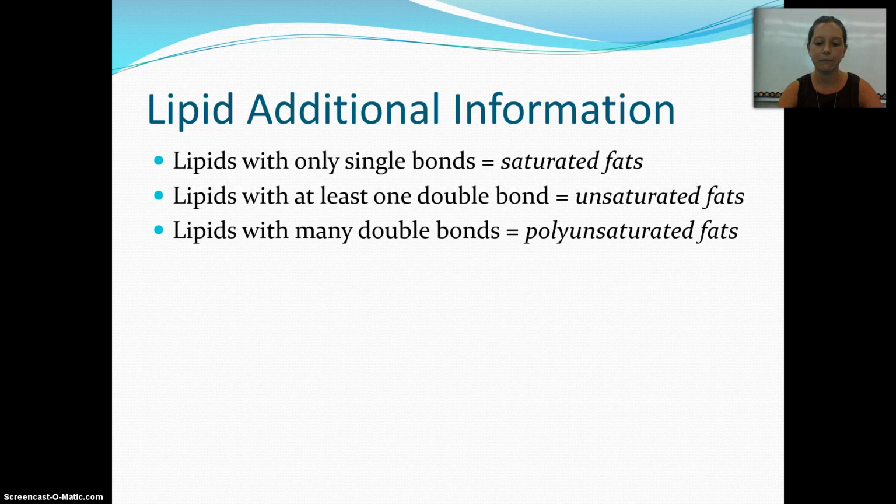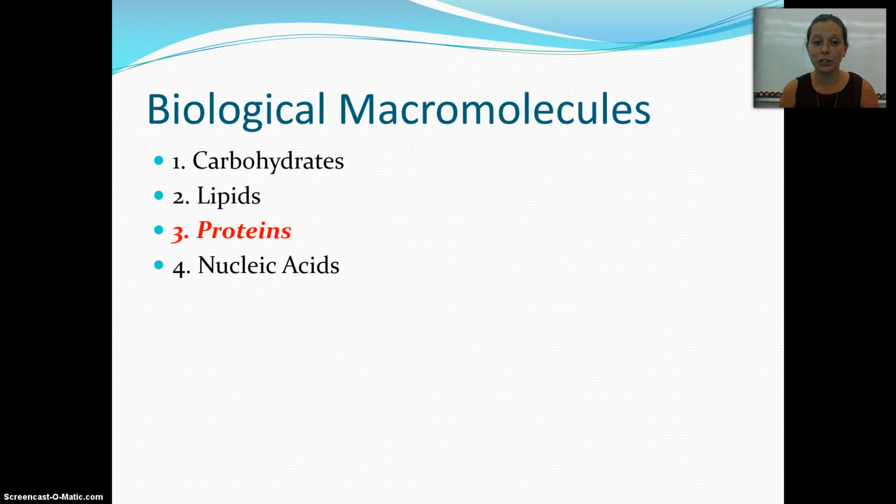Okay, so our next macromolecule are proteins, and I make sure I get lots of proteins every day. So in the case of my lunch, I have some hummus, which is full of protein, and then I also have some tuna that has lots of protein in it.